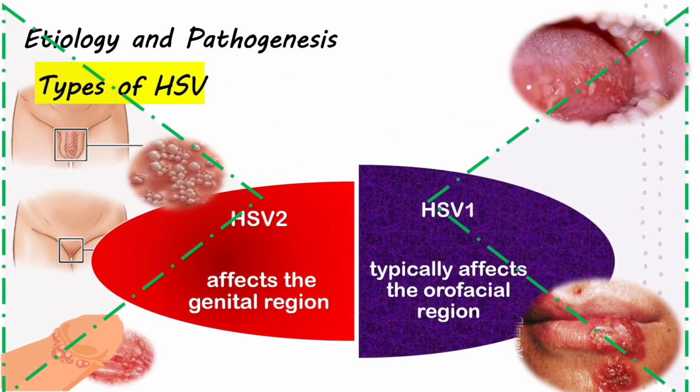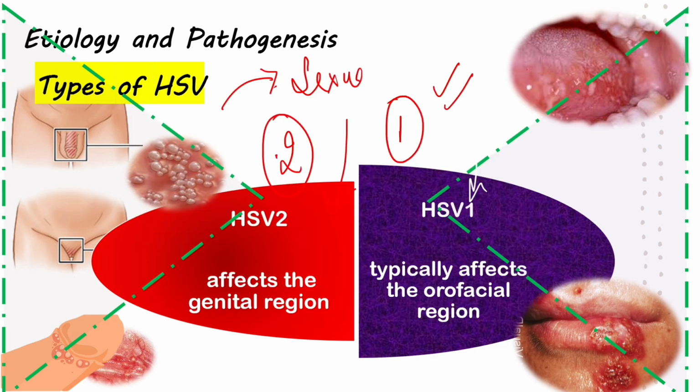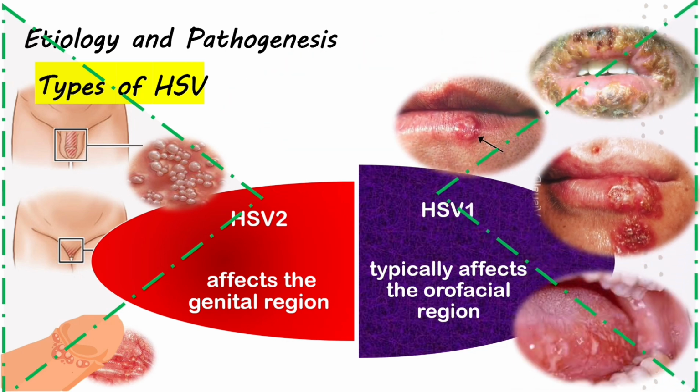Now, there are two types of herpes simplex virus, that is herpes simplex virus type 1, HSV1, and herpes simplex virus type 2, HSV2. Herpes simplex virus type 1 typically affects the orofacial region, while herpes simplex virus type 2 affects the genital region. Although a small percentage may be caused by herpes simplex virus type 2, which is a result of orogenital or sexual contact. Next, clinically we cannot distinguish between the lesions that are caused by herpes simplex virus type 1 and herpes simplex virus type 2.